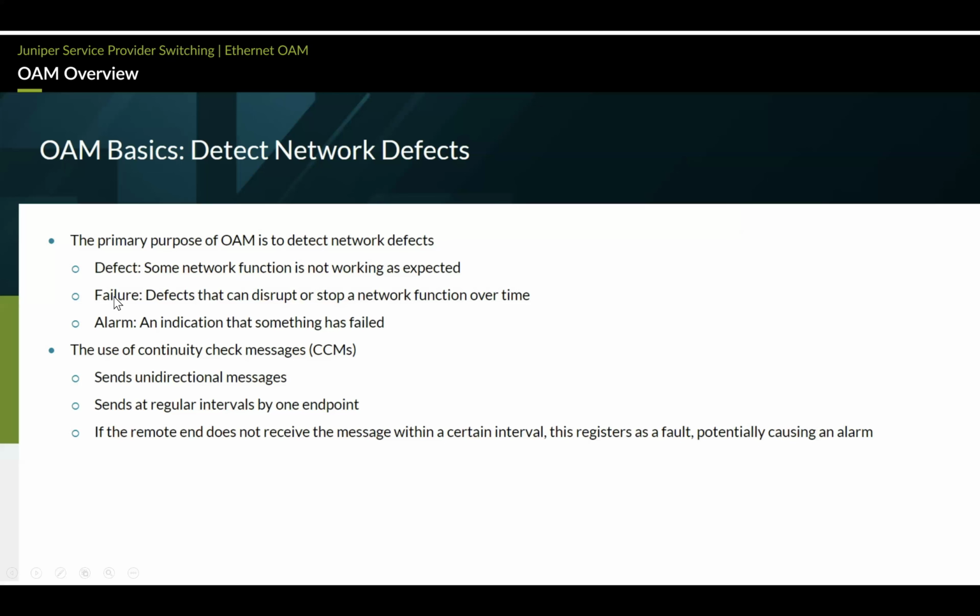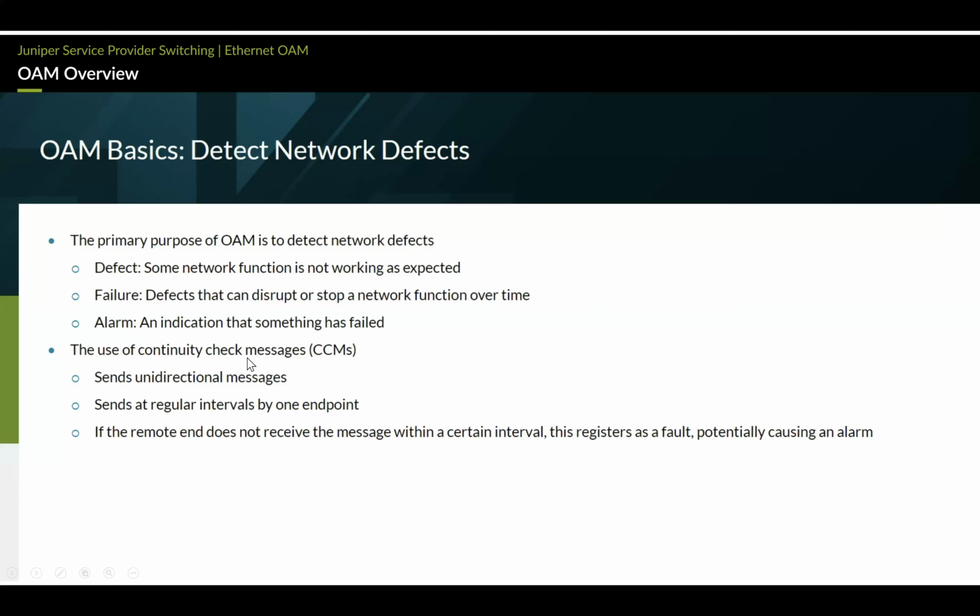And the second point is failure, a defect that can disrupt or stop a network function over time. Alarm, an indication that something has failed. It can be when you just connect your SAP with your device. It can be a switch or router. Just interconnect a cable between two devices. It should be up, but it's not working as we expected. That is called the defect.